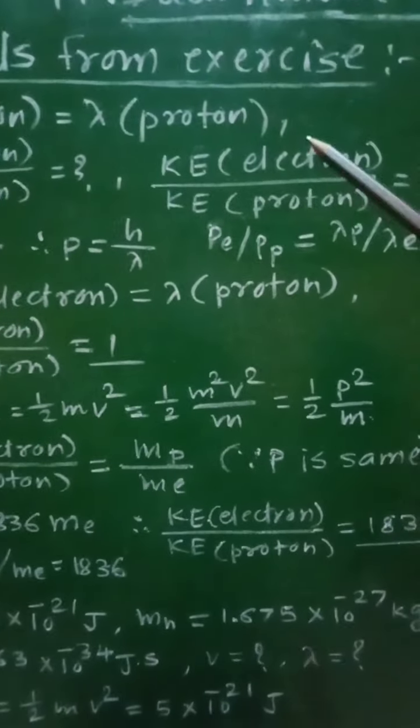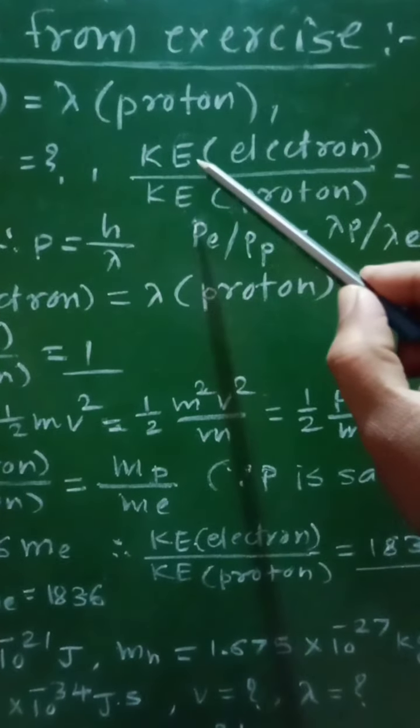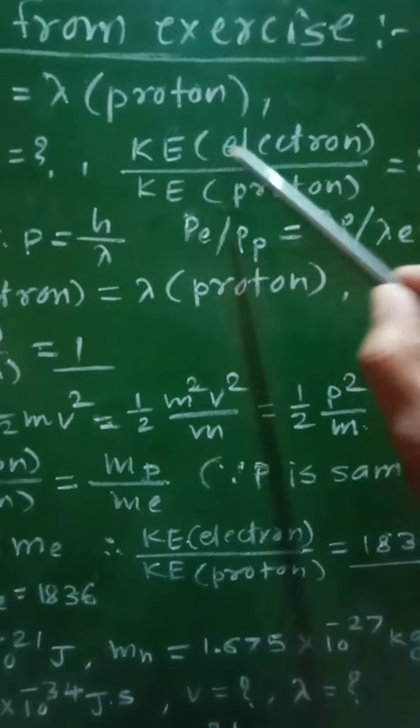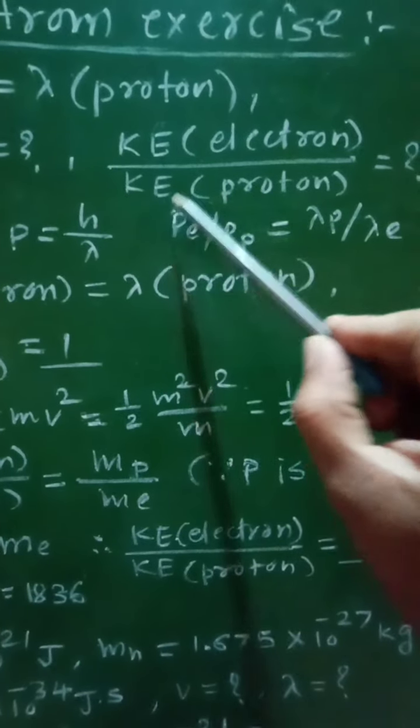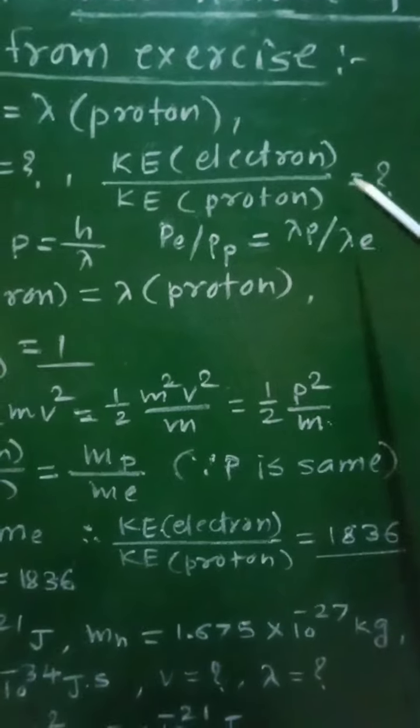The second ratio is the kinetic energies of electron and proton, that is the ratio of kinetic energy of electron to the kinetic energy of proton. That ratio we will have to find secondly.